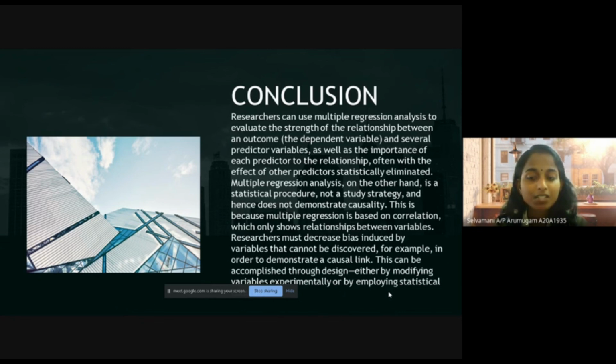Researchers must decrease bias induced by variables that cannot be discovered. For example, in order to demonstrate a causal link, this can be accomplished through design, either by modifying variables experimentally or by employing statistical controls.